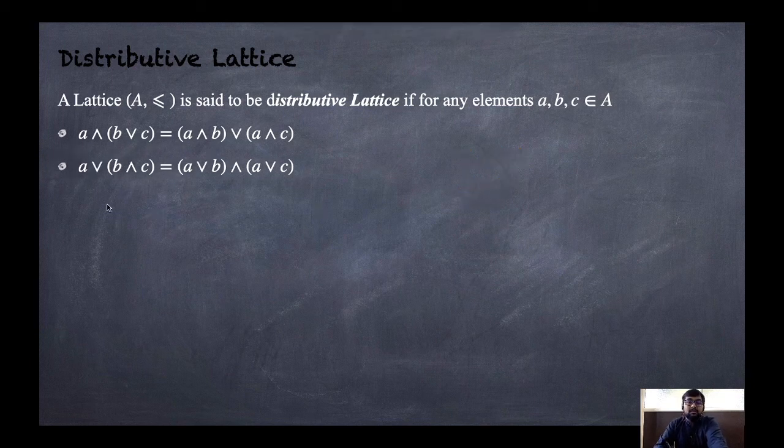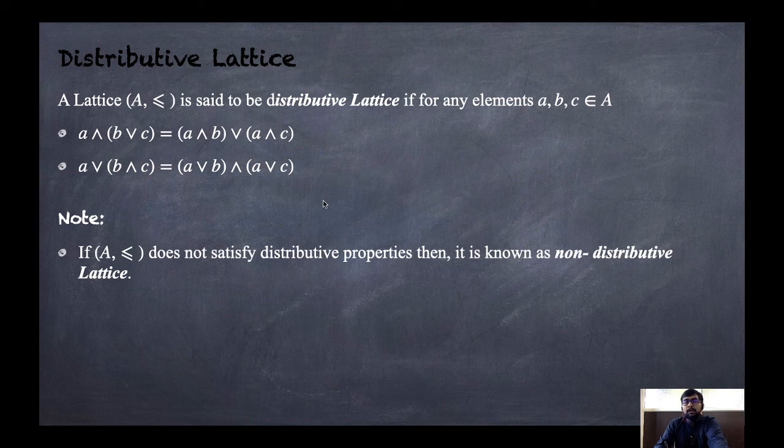In the same manner, if we change the order of 'and' and 'or', you will get the dual law. Note that if the lattice does not satisfy this distributive law, then it is known as a non-distributive lattice.